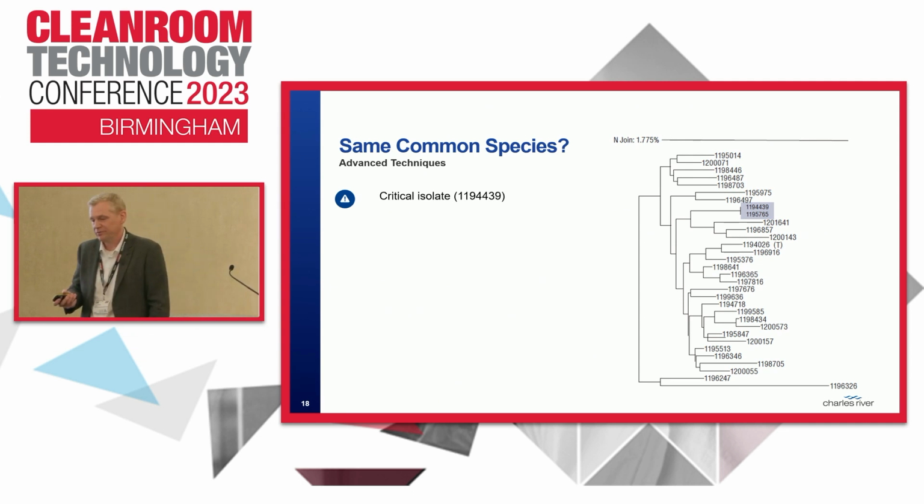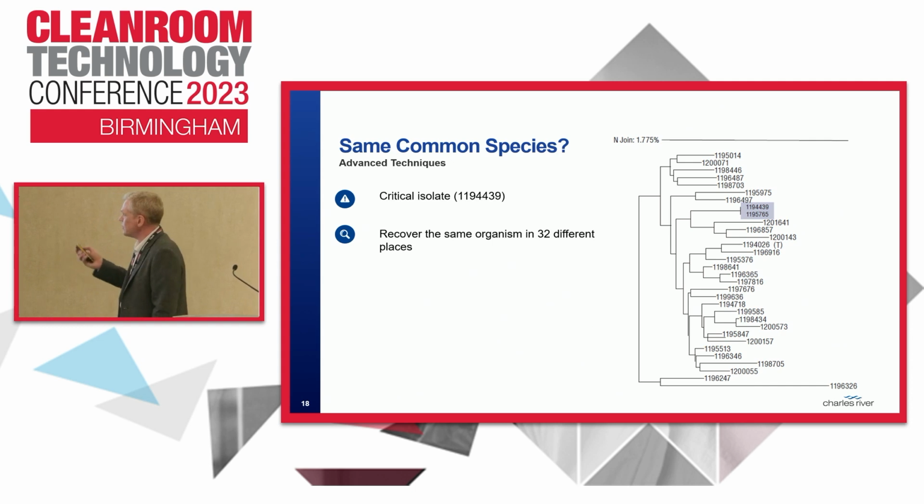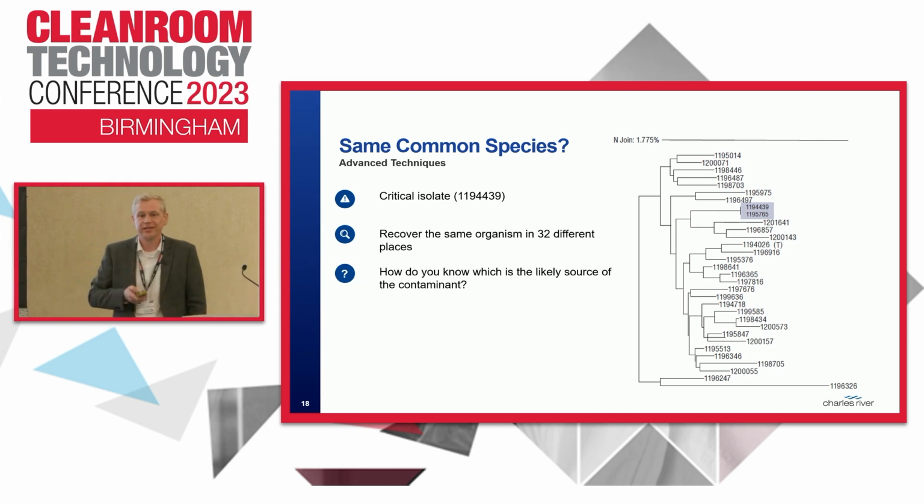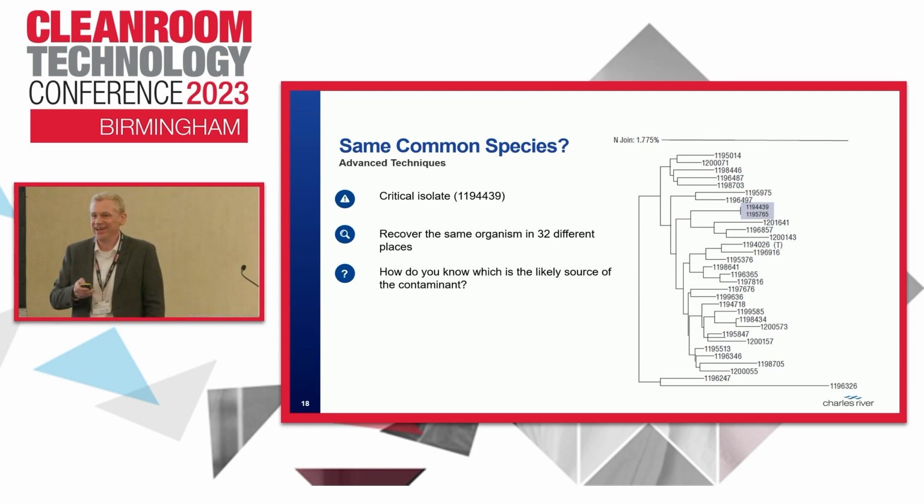It's so common. So as an example, if you have this critical isolate and you do more environmental monitoring and you find that same organism in 32 different places, how do you know which one's the likely source of the contaminant? You can't. You can, actually.